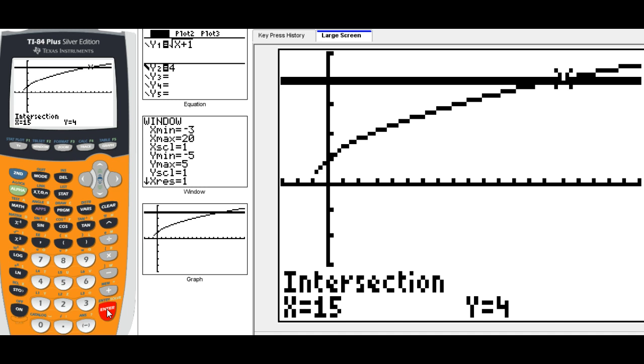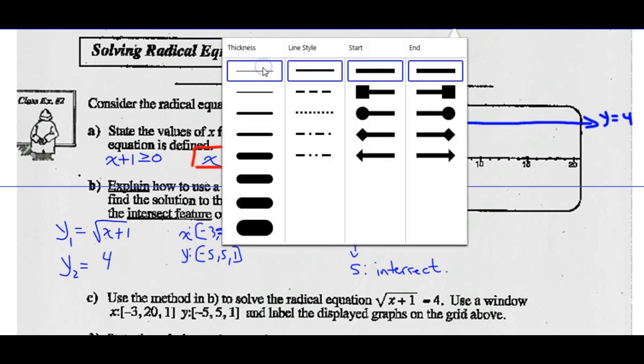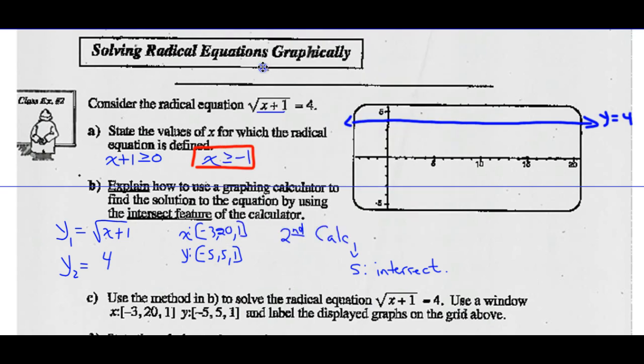All right. So if I want to draw these in our notebook, here's y2 at 4. That's y equals 4, and y1 was thinner, and that started right here, and it went about like this. That's y1 equals the square root of x plus 1. We found the point of intersection to be at 15.